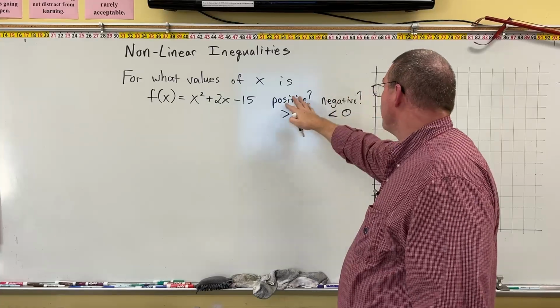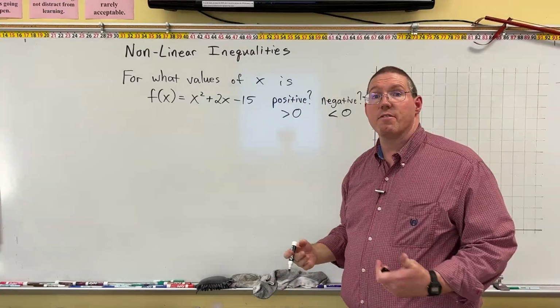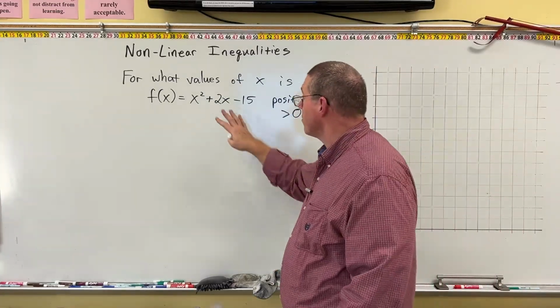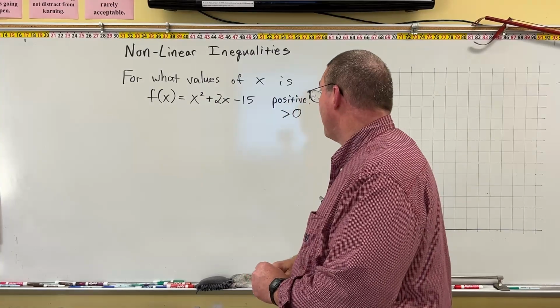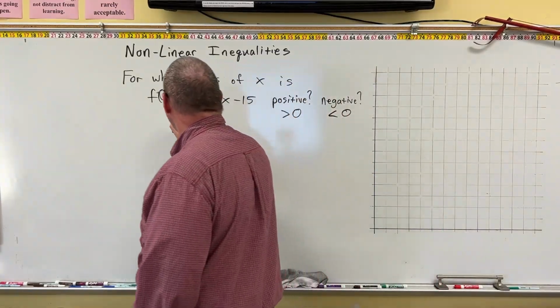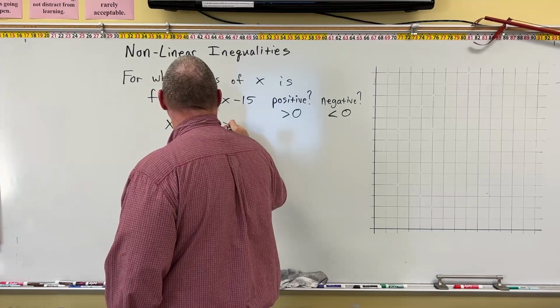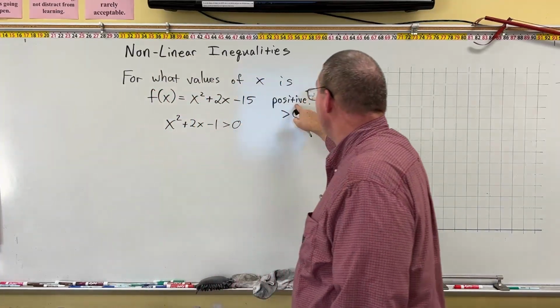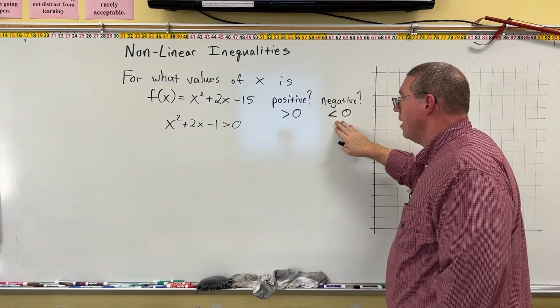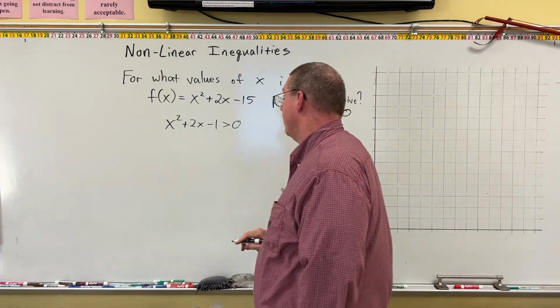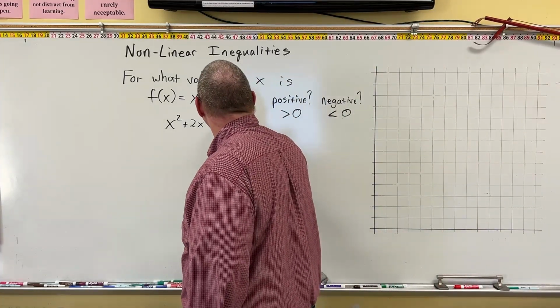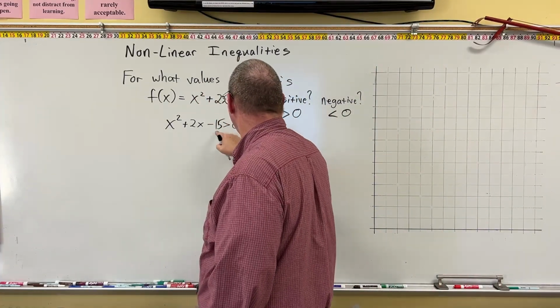Well, both of these things can be answered with the same sign chart. We just need a sign chart for this quadratic. So we can say, well, x squared plus 2x minus 15 is greater than 0. That'll answer the positive. Then we change it to less than 0, and that'll answer the negative. Sorry about that, it's minus 15.